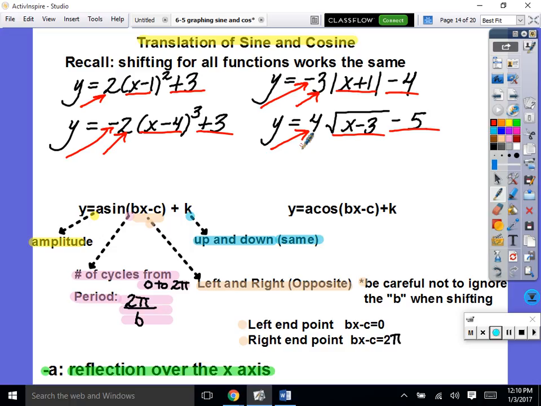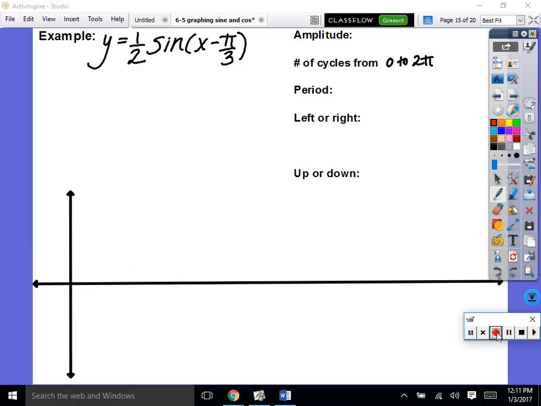Okay, let me just make sure everybody's got that. This is where people mess up more. Okay, so we have this y equals 1/2 sine of x minus pi thirds. I go through every time and answer all these questions for myself. It just helps me get it right, and then if somebody ever said to you what's the period, you would know exactly how to do it. Like you've been practicing it every time you graph something.